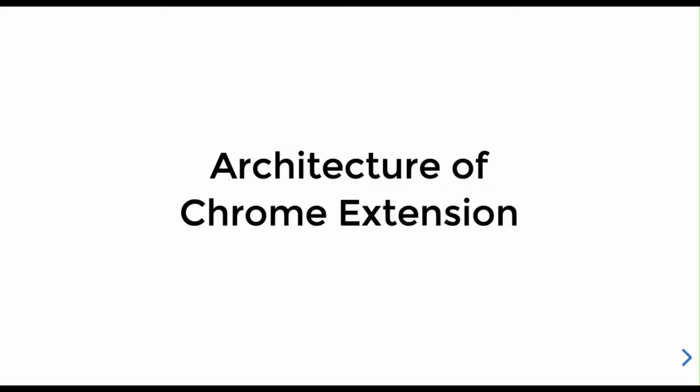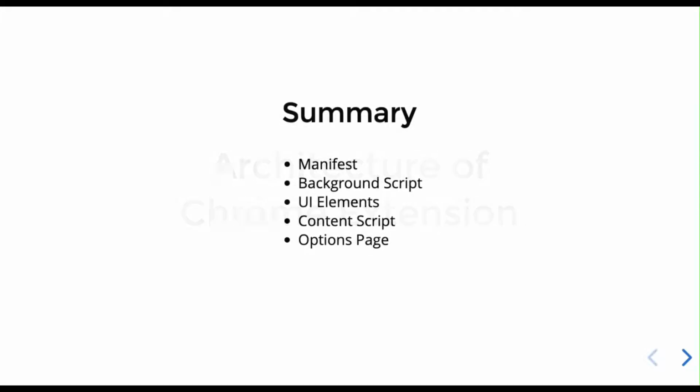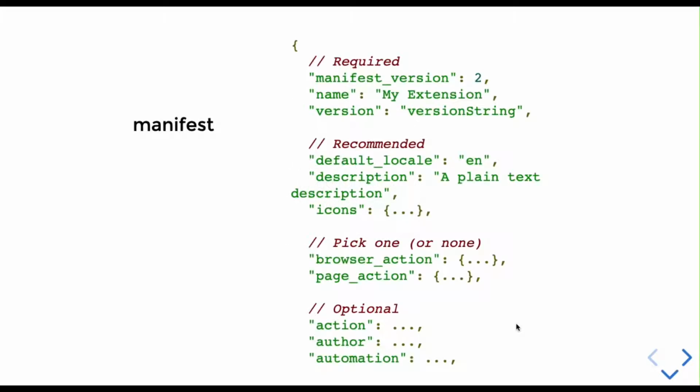Today we are going to discuss the architecture of Chrome extension. So in the architecture of Chrome extension, there are a couple of things that we will discuss. First one is manifest. Let's look at it.